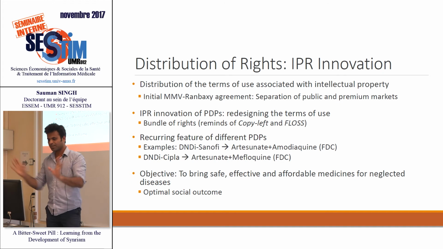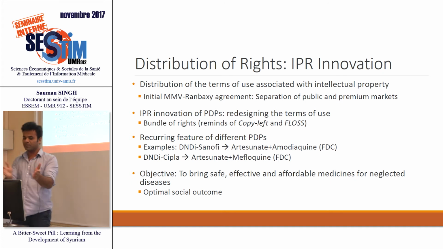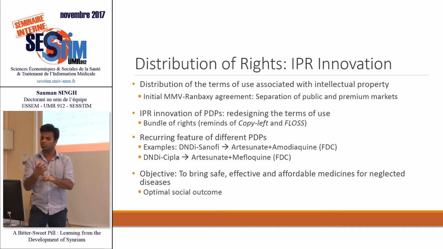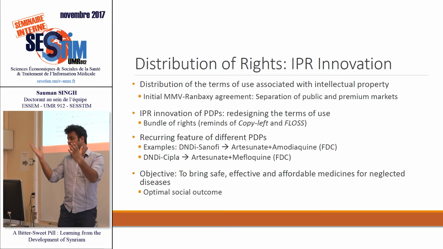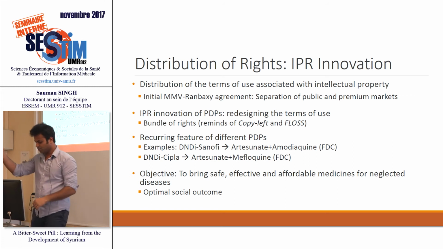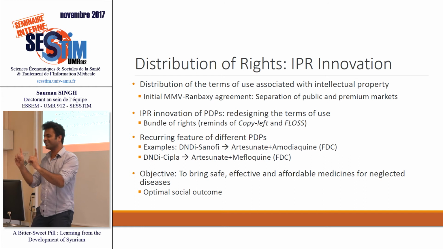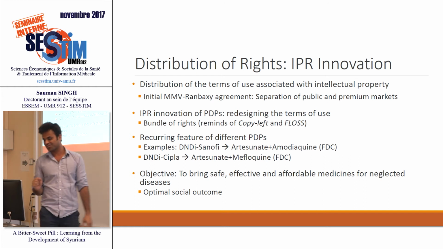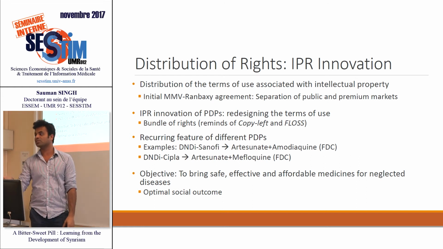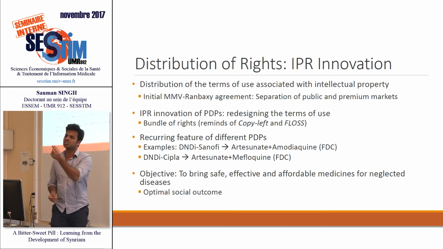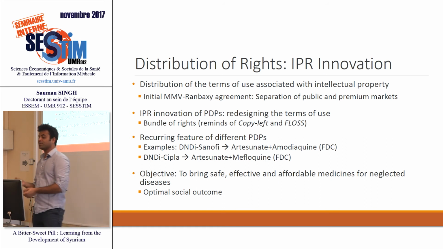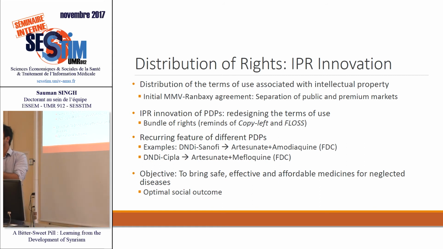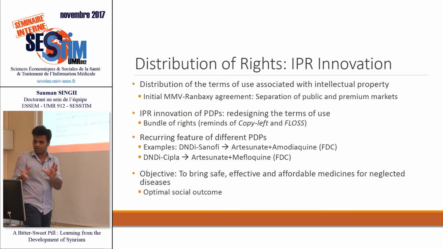The partnership broke, but the initial contract of MMV and Ranbaxy said that there will be two markets, a public and a private market. So Ranbaxy has to make a separation. In the private market, Ranbaxy could charge whatever price it wanted, but in the public market, the price was negotiated: cost plus a little bit of profit. And this is something which is a recurrent theme in the PDP market.